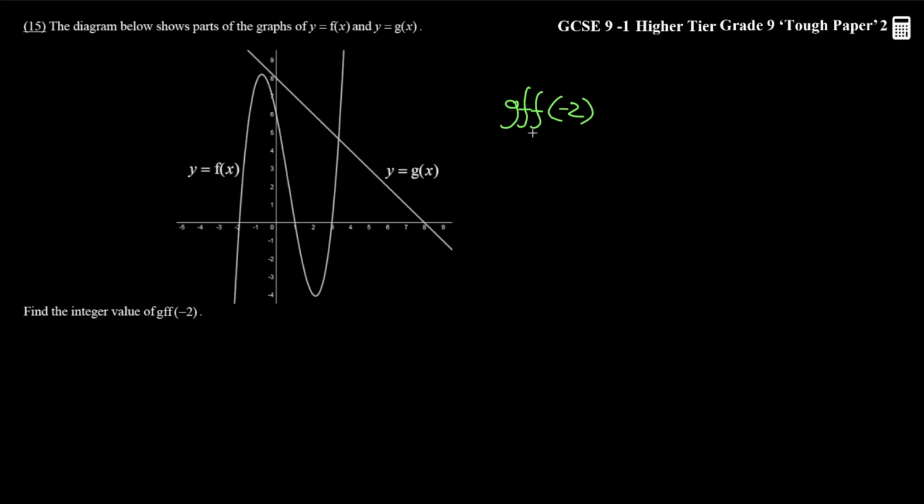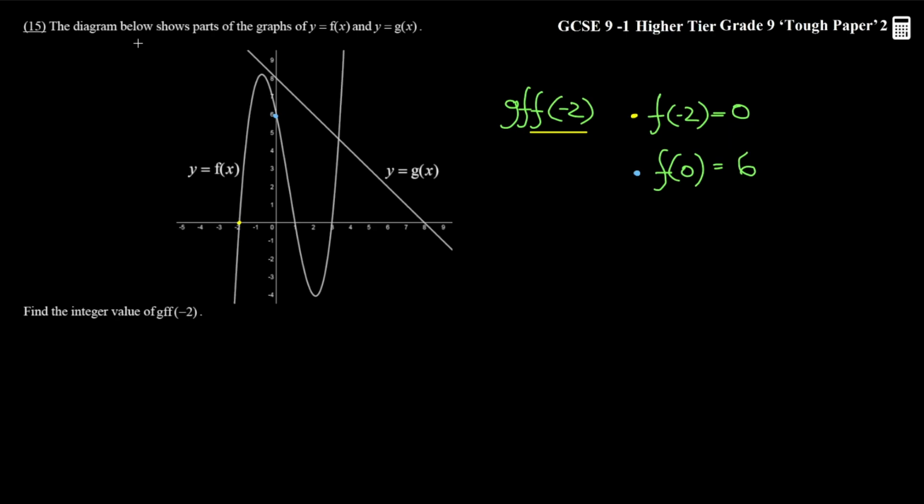So first of all, we want the f of -2. Well, the f, which is this guy here, of -2 is this point here, which is 0. So we now want the f of 0. And again, looking at our f curve here, f of 0 will be this point here. So this is equal to 6.